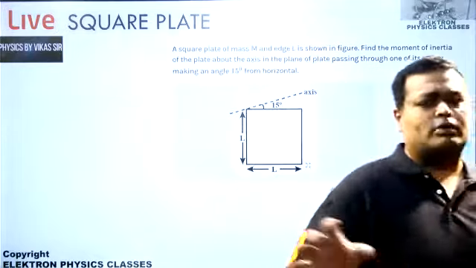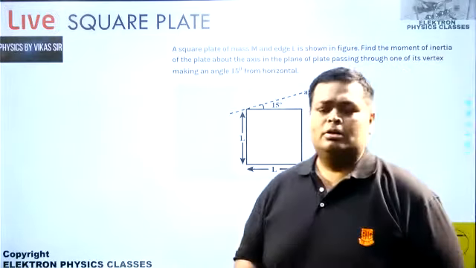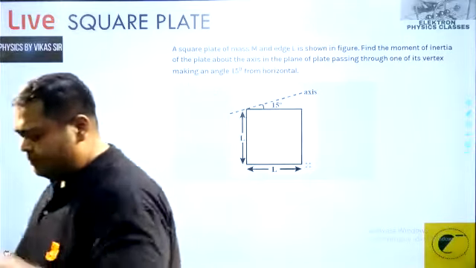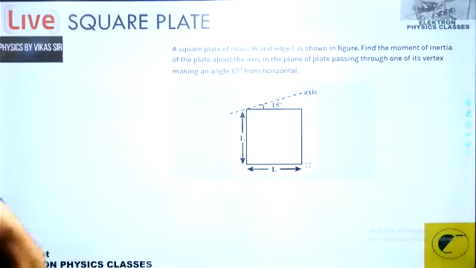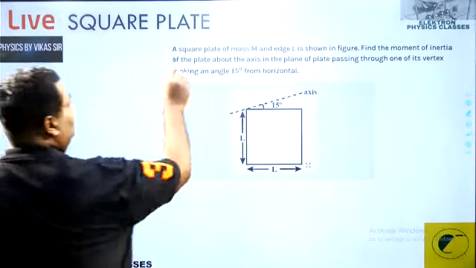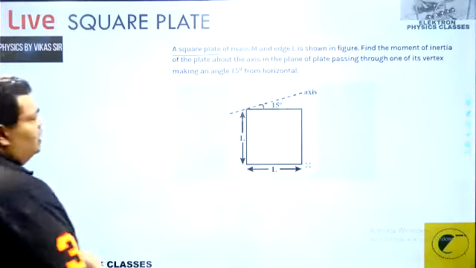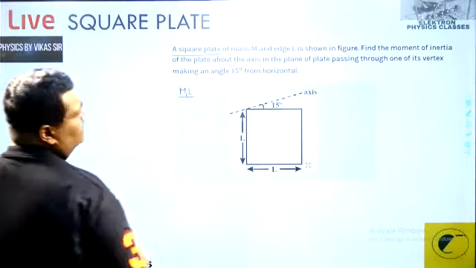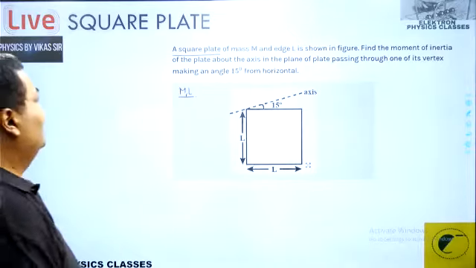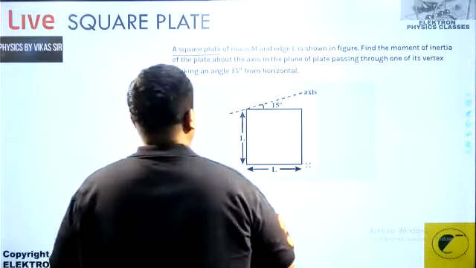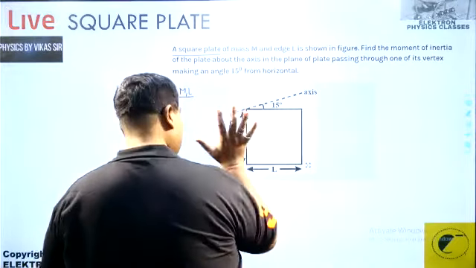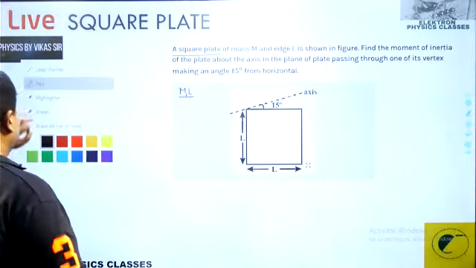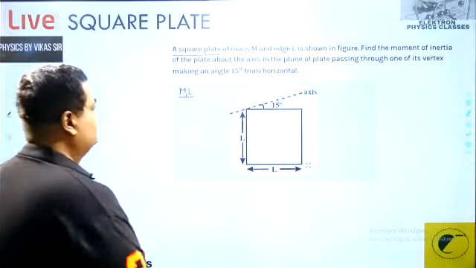This is a question based upon the previous one. You can solve this and send me the answer on WhatsApp. This is a square plate once again. The mass m is given and the length is L. Find the moment of inertia of the plate about an axis in the plane of the plate passing through one of the vertices. The axis is in the plane. So please solve it and give me the answer.